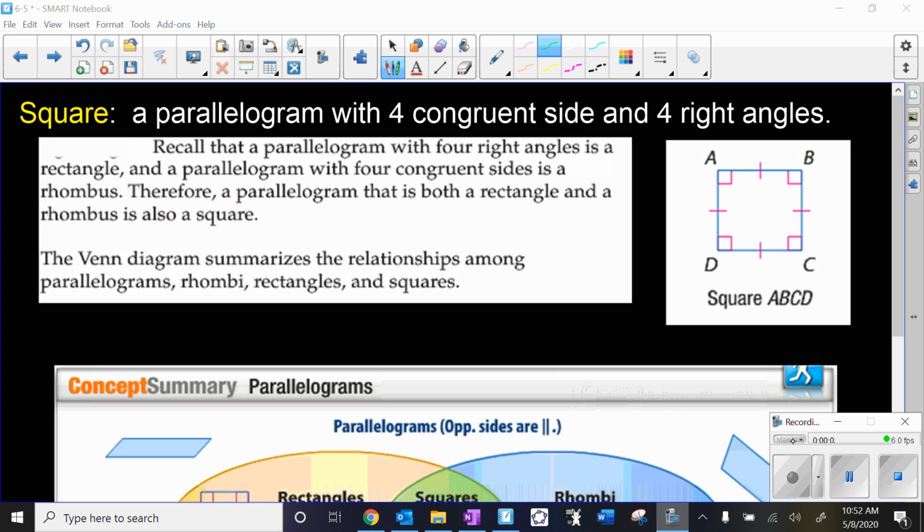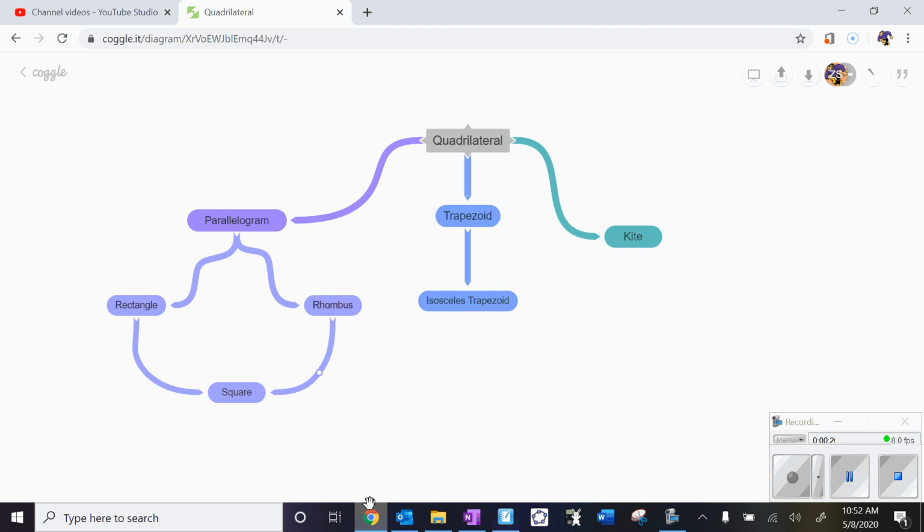Next, we're going to add in the properties of a square. A square, still defining it as a parallelogram, is going to have 4 congruent sides and 4 right angles. Remember, 4 congruent sides is a property of a rhombus, and 4 right angles was a property of a rectangle. So when we're talking about a square, we're saying that it is both a rhombus and a rectangle. So I'm fitting it underneath both in this case.